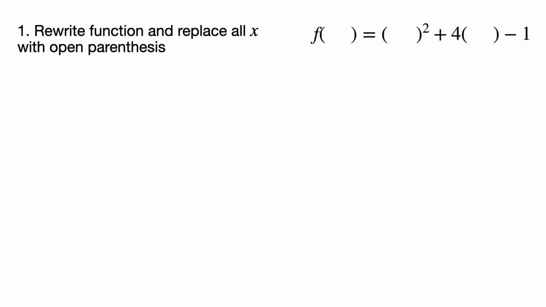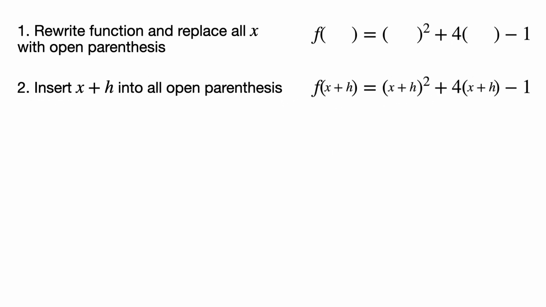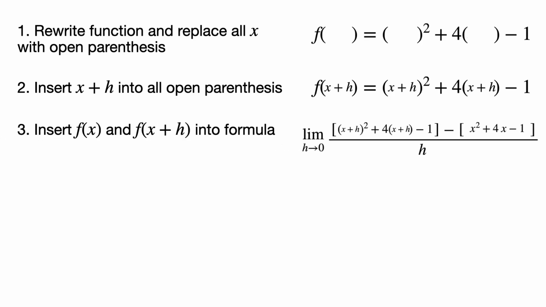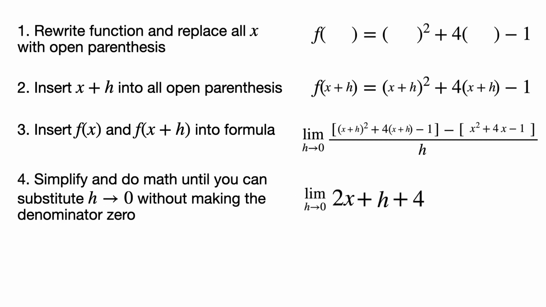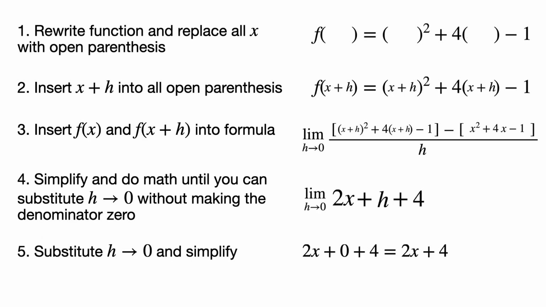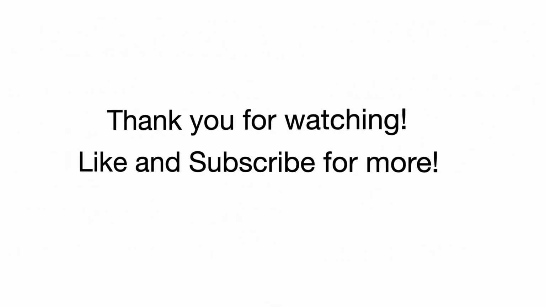And just to recap real fast, the first thing we did was we replaced all the x's with open parentheses. Then we inserted x plus h into those open parentheses. Next, we substituted f of x and the f of x plus h that we just wrote into the formula. Then we simplify and do a bunch of math stuff until we can substitute the h to 0 without making the denominator 0. And lastly, when it's finally ready, we just apply the substitution of h to 0 and then we simplify. And that's it.